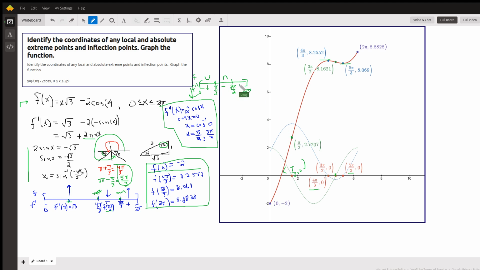And similarly, this will be positive. And at this point right here, it changes to concave up. That's 3 pi over 2, comma 8.1621.